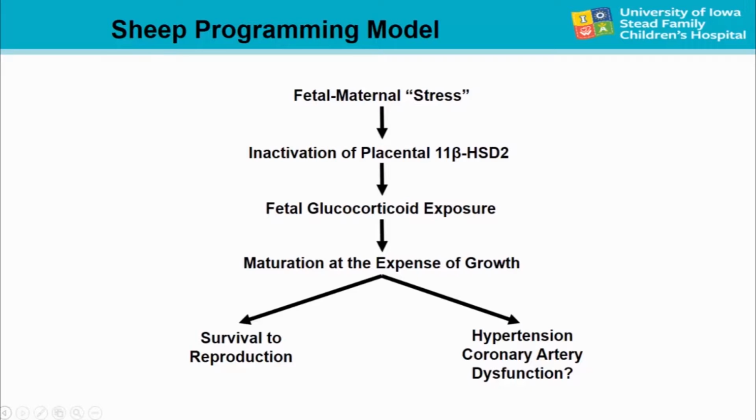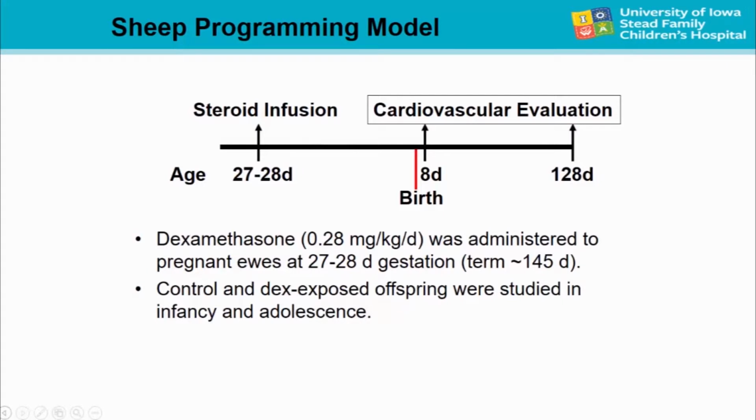So this is our model that we've been using. We give dexamethasone, and the reason that we can give dexamethasone is because it bypasses this 11-beta-HSD enzyme and goes direct to the fetus. So sorry, this is the model that we're using. We're giving dexamethasone 0.28 milligram per kilogram per day to the pregnant ewes pretty early in gestation, 27 to 28 days gestation, with term being 145.